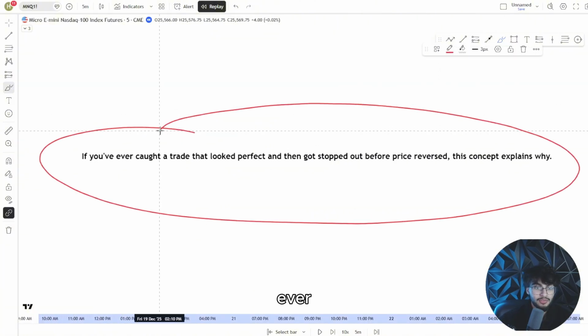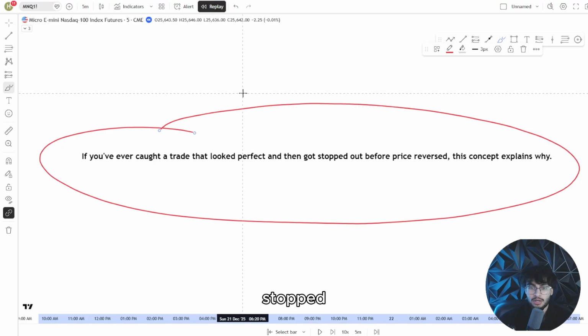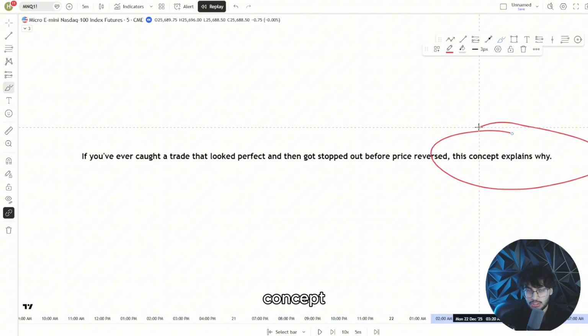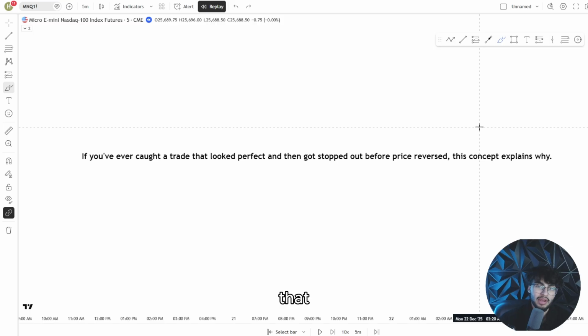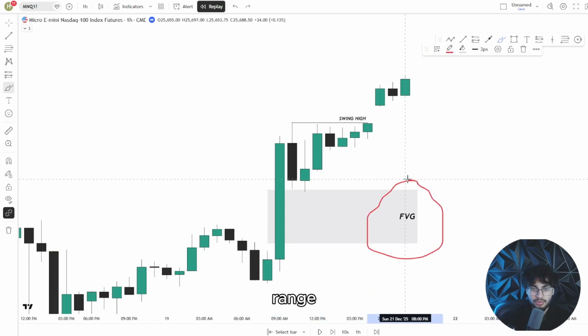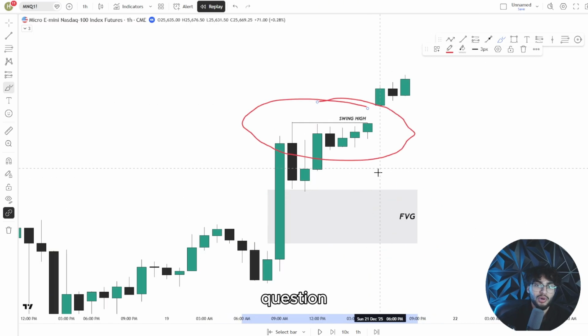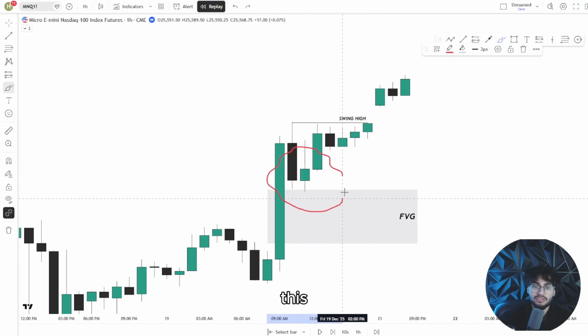And I'm telling you guys, if you've ever caught a trade that looks perfect but you still got stopped out, this market maker model concept is going to explain exactly why that happened. So we know price goes from internal range liquidity to external range liquidity, but the question is, how do you actually trade this on the lower time frame?